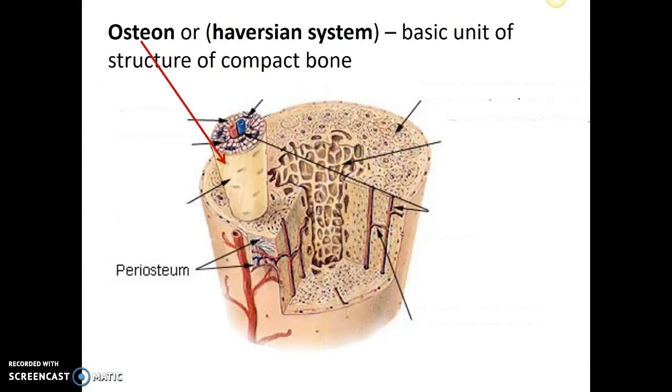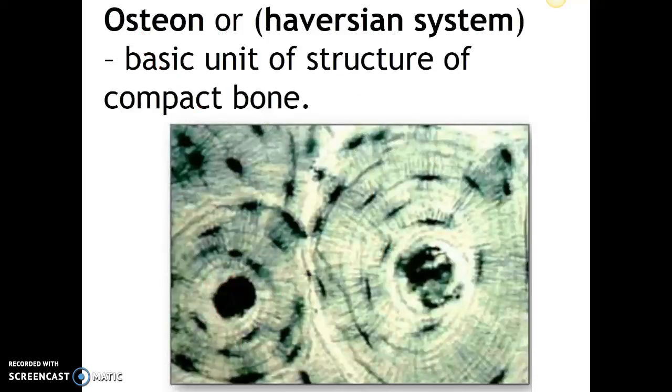Okay, each one of those circles in compact bone is an osteon. It is the basic unit of structure of compact bone. It's also called the Haversian system, because Clopton Havers, the old Swedish scientist, was the first one to discover it or write it up. An osteon is the basic unit of compact bone.